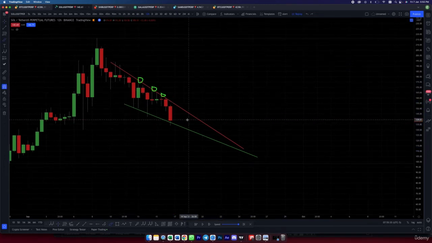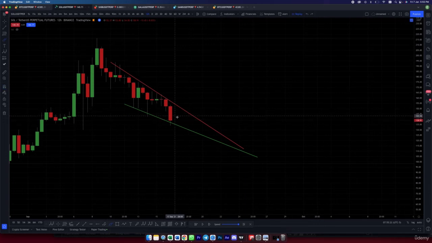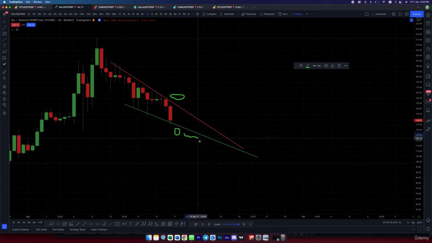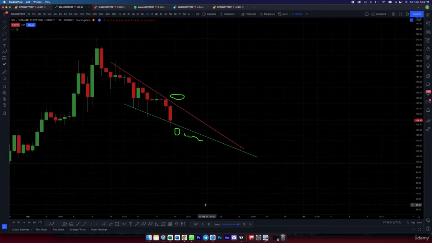So we now know that those people who are trying to short it have their stop losses resting above this red line, and those people who are trying to long at this green line have their stop losses resting below this green line, right? That's where the stop losses, or the money, will be. So let's play it and see how the price actually reacted.